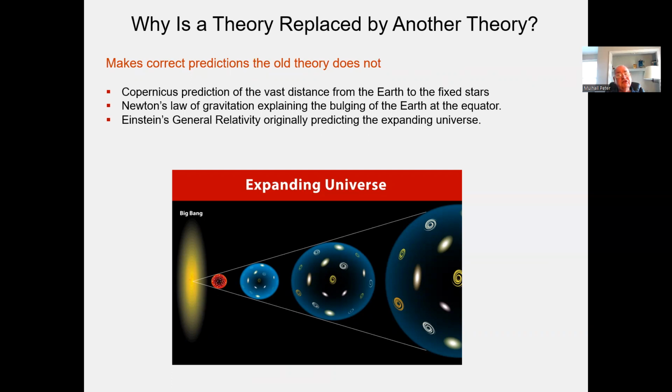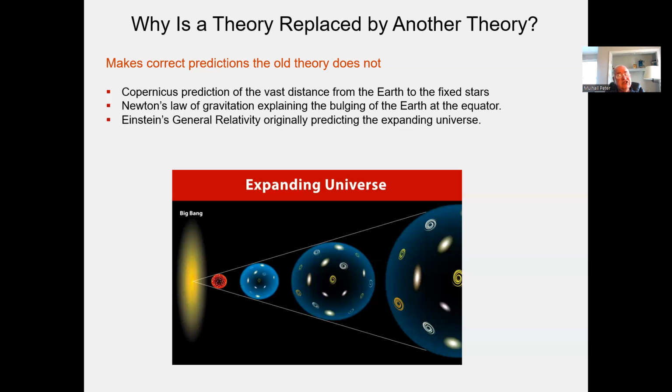Newton's law of gravity was able to explain the bulging of the Earth at the equator, something that again was not expected, that the Earth is not a sphere, but more like a squashed orange. Newton's gravitational theory predicts this, and once it was verified, it was a very dramatic support of Newton's theory.